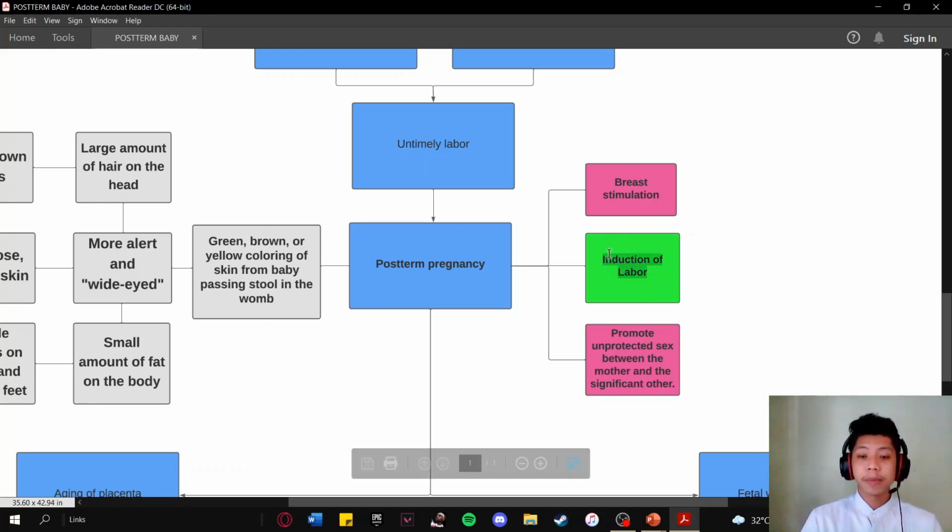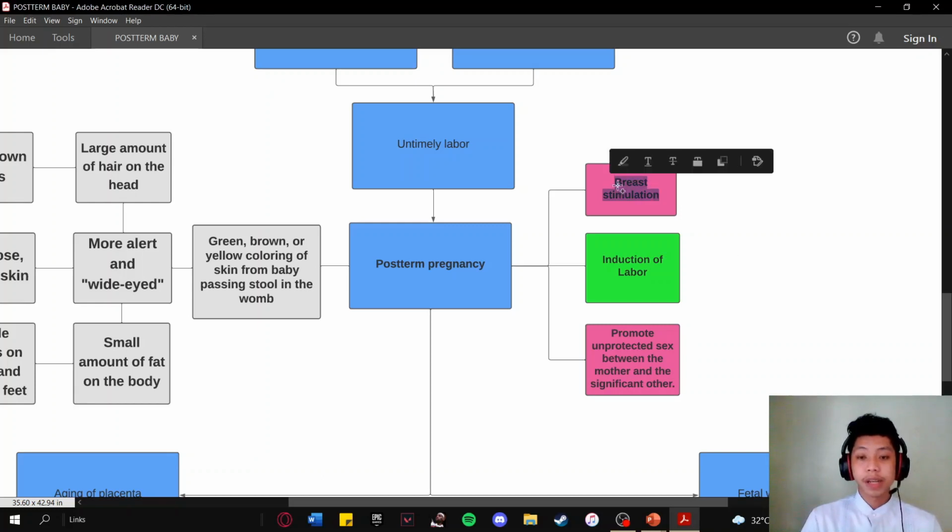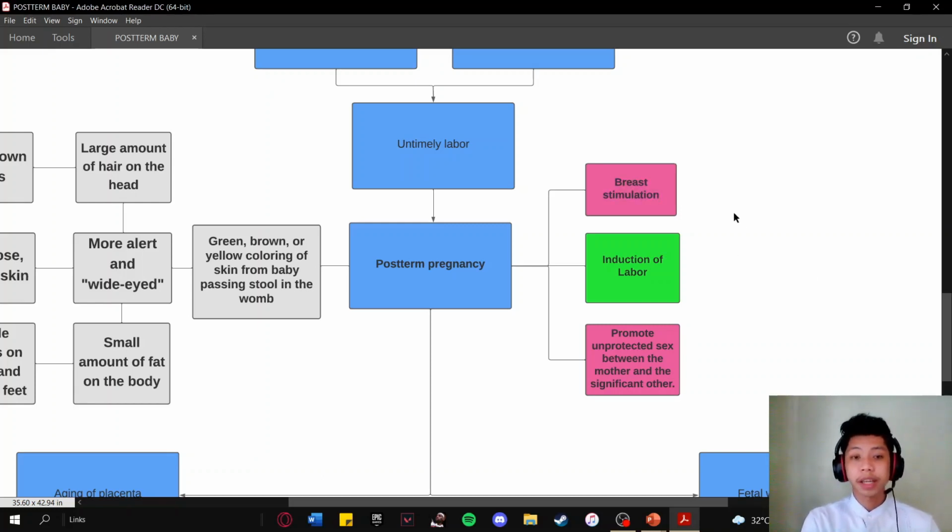We can induce labor through chemicals, injection of oxytocin, or stimulation, or as you can see here, breast stimulation. That can also be a nursing intervention. Breast stimulation can actually release oxytocin, since it signals the brain to release oxytocin, since the nipple has been stimulated, which can also release milk.